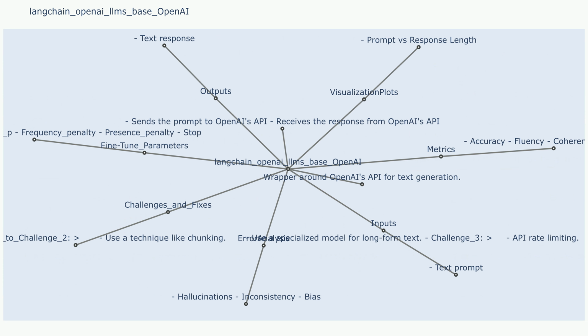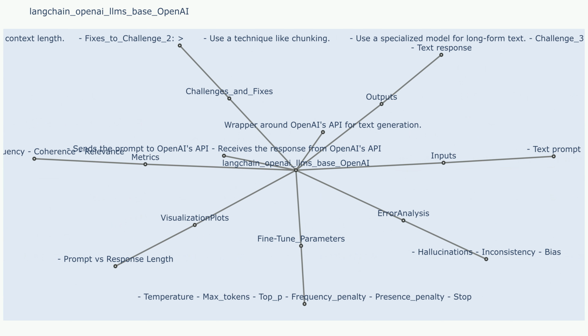Output 2: model metadata. Additional information about the LLM, including its name, version, and possibly other relevant details provided by the OpenAI API.